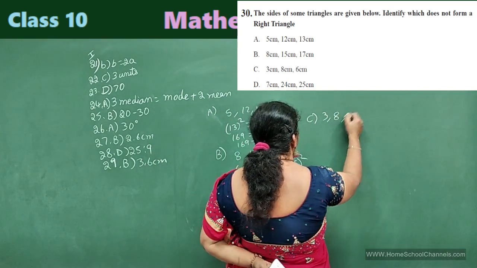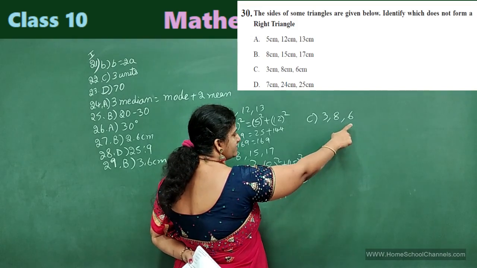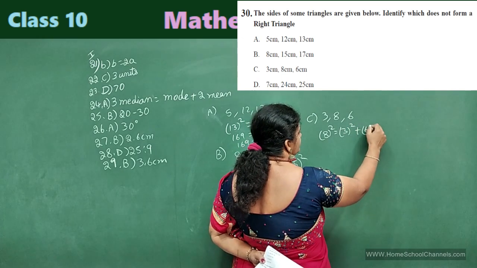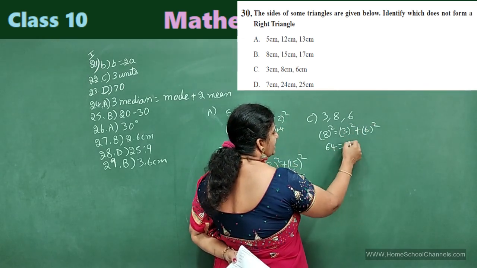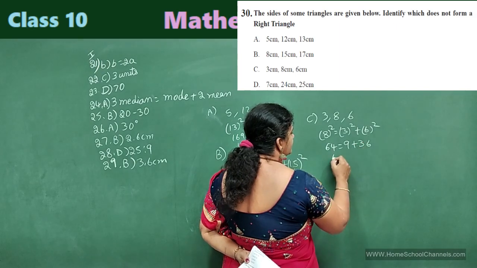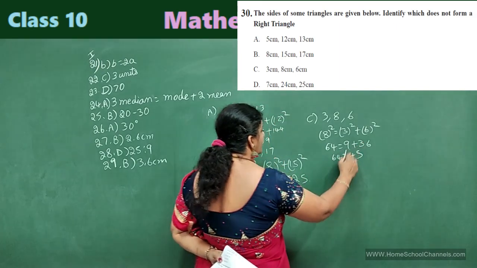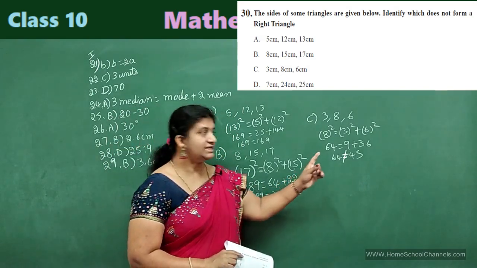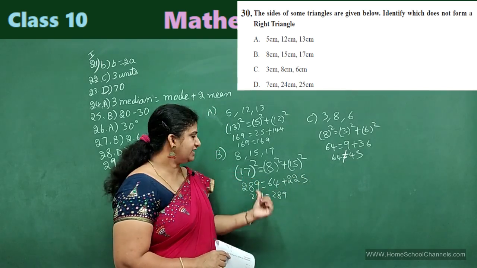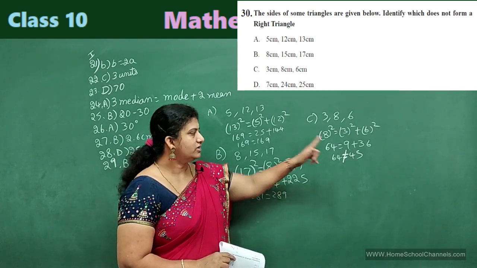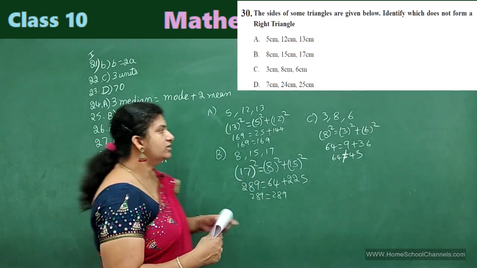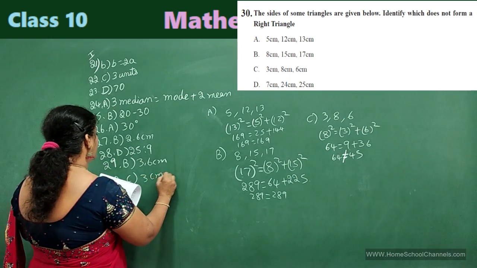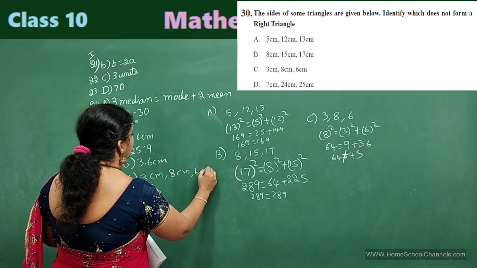So let's go to the C option here. 3 centimeter, 8 centimeter, 6 centimeters. Among this, which is greater? 8. 8 square is equal to 3 square plus 6 square. 8 8s are 64. 3 3s are 9. 6 6s are 36. 64 is not equal to 45. Yes, this is not satisfying a Pythagorean triplet. So this does not form a right triangle. If it is satisfying, it forms a right triangle. So your option is option C, 3 centimeters, 8 centimeters, 6 centimeters.